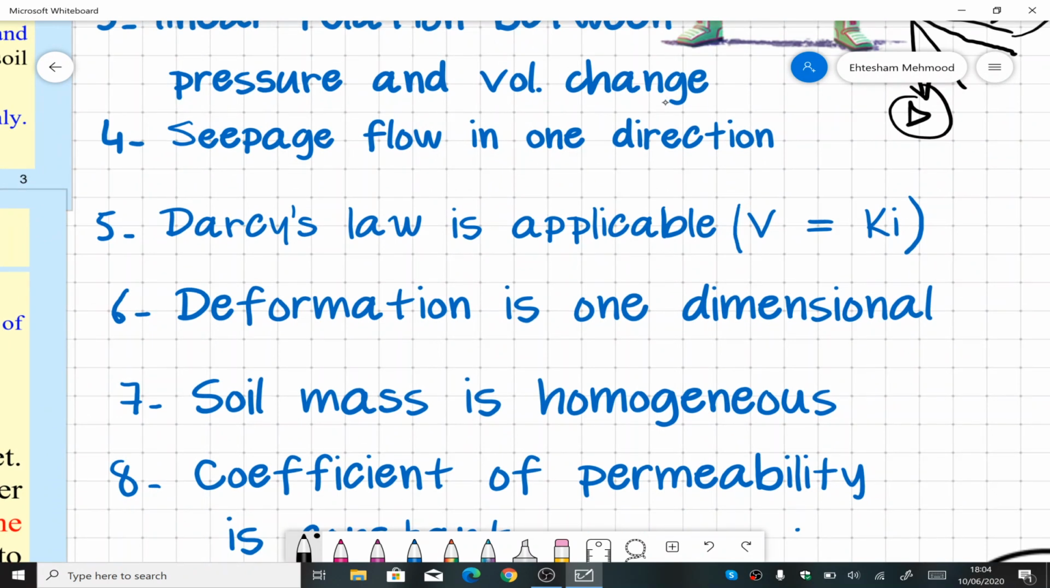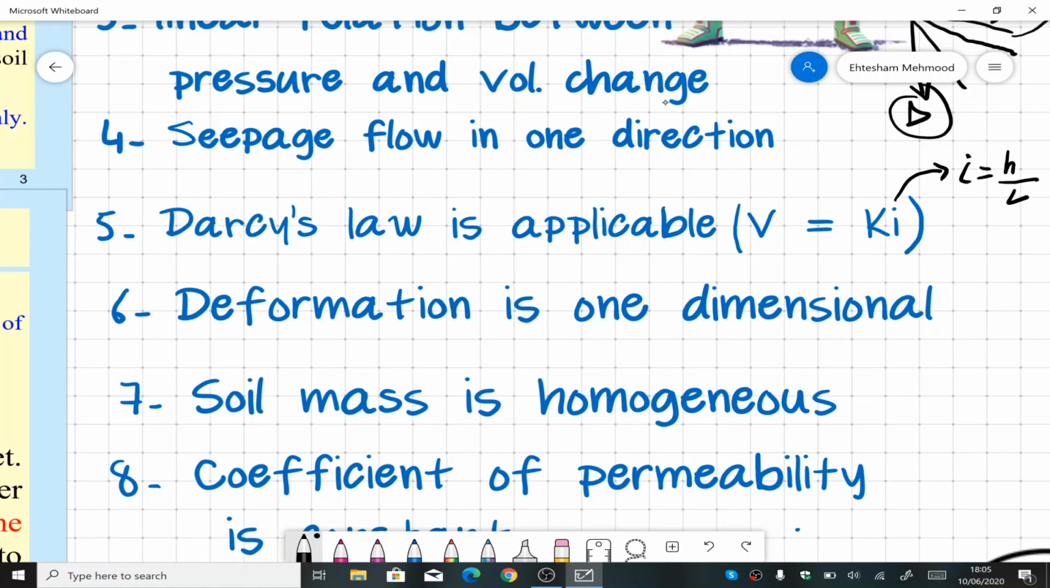Darcy's law is applicable, and by Darcy's law it means that v is equal to ki. v is the velocity of water, k is the permeability of the soil, and i is the hydraulic gradient. We know that i is equal to h over L, where h is the head causing flow and L is the length of the seepage path or the water flow path. But for now we don't have to worry about it. We will discuss that in detail in our next week's lecture.